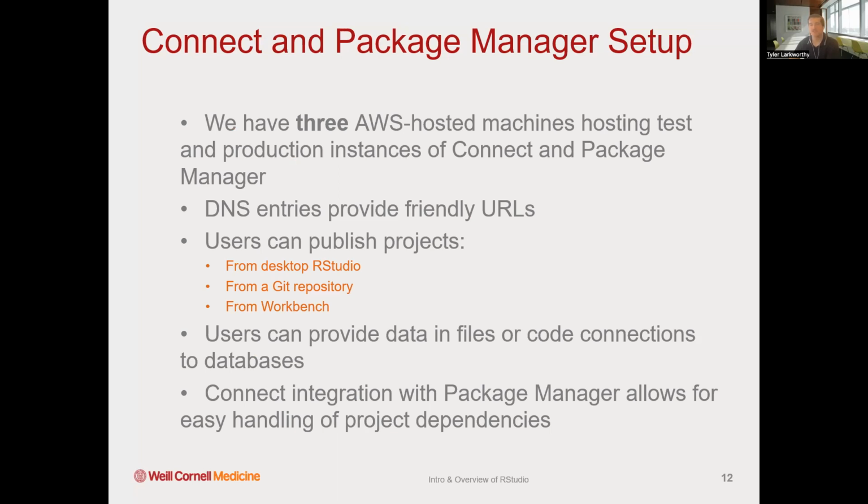Users can publish projects to Connect 3 different ways. You can publish projects from the desktop version of RStudio, so directly from that IDE. You can connect to the Connect instance and publish the project. You can publish from a Git repository; there's an automated integration that allows for updates to be pulled from a Git repository. Or you can publish from what's called Workbench, which, like I said, we're not going to be getting into the details of today, but you can think of that just like an online version of the IDE of RStudio.